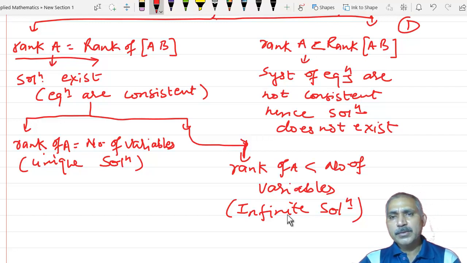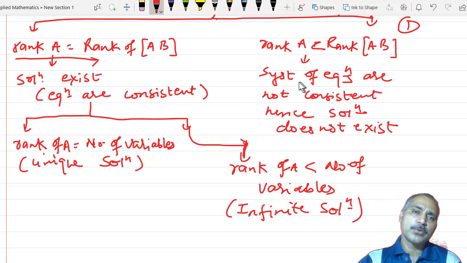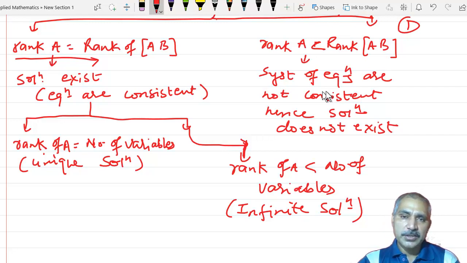So always remember, first of all, you need to convert the given matrix into the augmented matrix, find out the rank by converting that into echelon form. Once you came to know the rank of A and rank of augmented matrix, then you can come to know these three cases. So if rank of A and rank of augmented matrix are not same, that means rank A is less than the rank of augmented matrix. In that case, solution does not exist. We say that system of equations are inconsistent or not consistent.